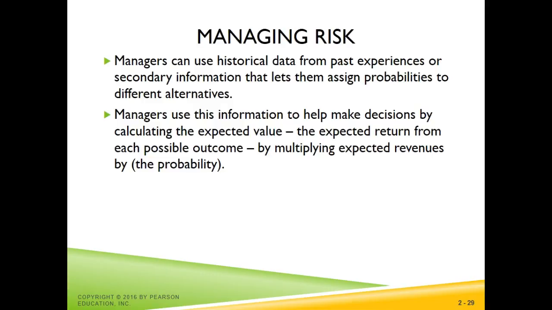Just remember, managers can use historical data from past experiences or secondary information that lets them assign probabilities to different alternatives. Managers use this information to help make decisions by calculating the expected value, the expected return from each possible outcome, by multiplying expected revenues by the probability. And that math is in the text, so you definitely want to visit it.